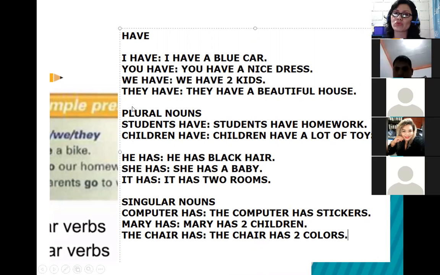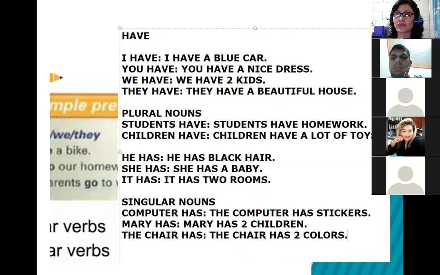Students have homework and children have a lot of toys. But if I want to use he, she, it, or singular nouns, then I'm going to use has. He has black hair. She has a baby. It has two rooms. And then for singular nouns, okay, the computer has stickers. Mary has two children. The chair has two colors, okay, et cetera, right?